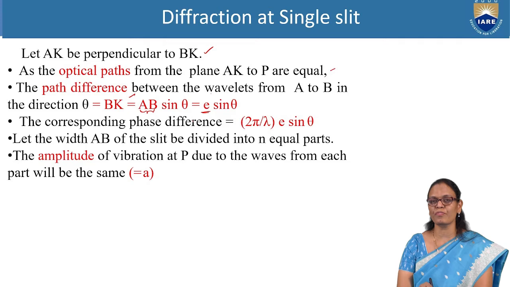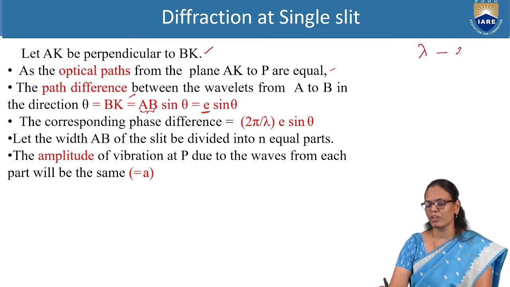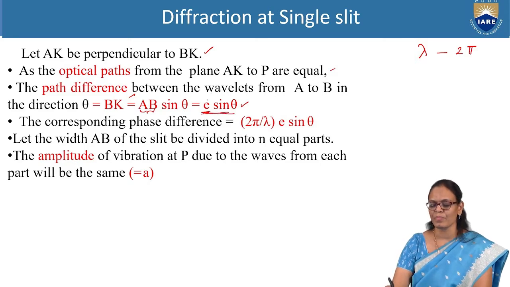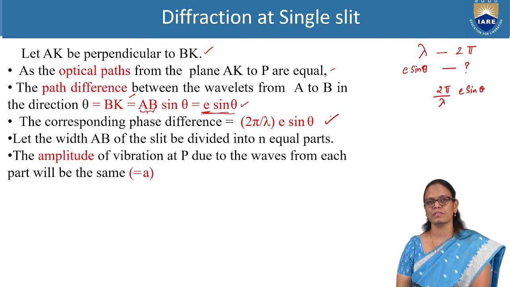Now the corresponding phase difference will be 2 pi by lambda into e sin theta. We have already seen that for a path difference lambda, there will be a phase difference of 2 pi. Here the path difference is e sin theta, that is AB sin theta. So for an e sin theta path difference, the phase difference will be 2 pi by lambda into e sin theta.